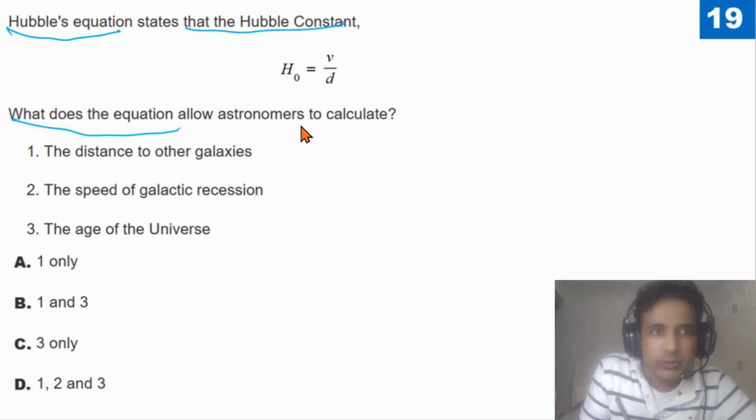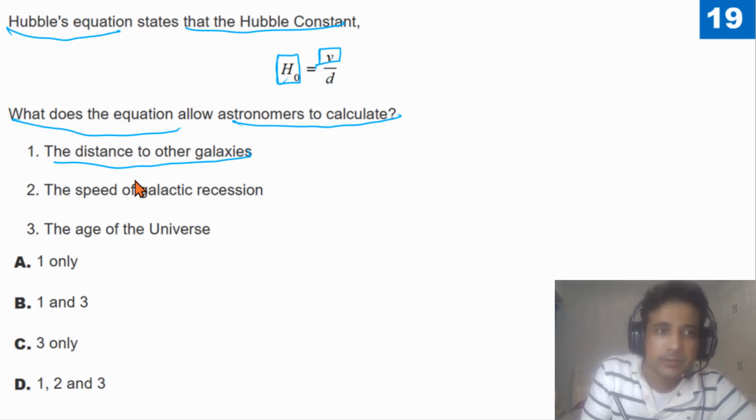Question 19 says, Hubble's equation states that Hubble constant H naught is equal to V over D. What does the equation allow astronomers to calculate? Means what can an astronomer calculate with this equation? They can calculate the distance of other galaxies. Yes, if they have the value of H naught and the value of V, they can calculate the distance.